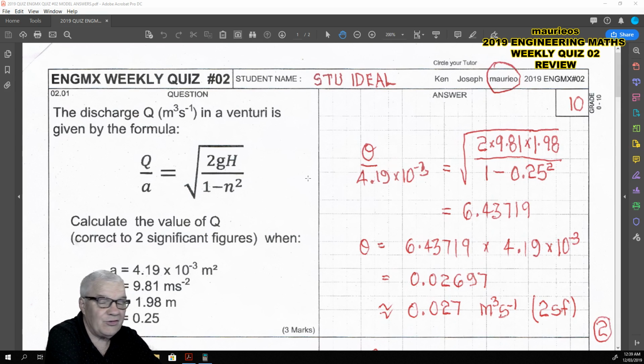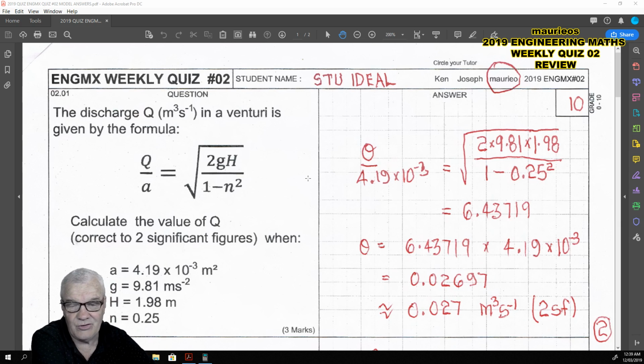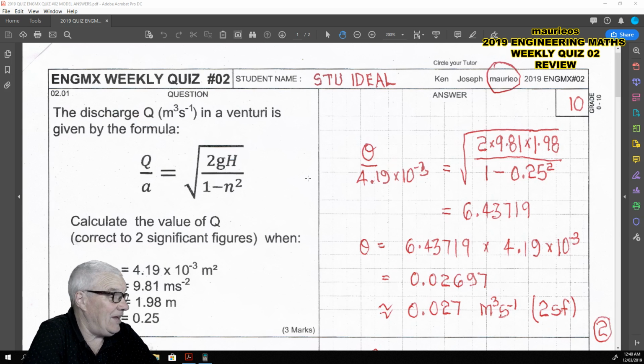And here it is. Question 1. The discharge Q, meters cubed per second, in a venturi is given by this formula. Calculate the value of Q correct to two significant figures when, and it's given a whole lot of values there. Now the two significant figures is significant. That's why they're called significant figures. That's what the examiner has asked for.